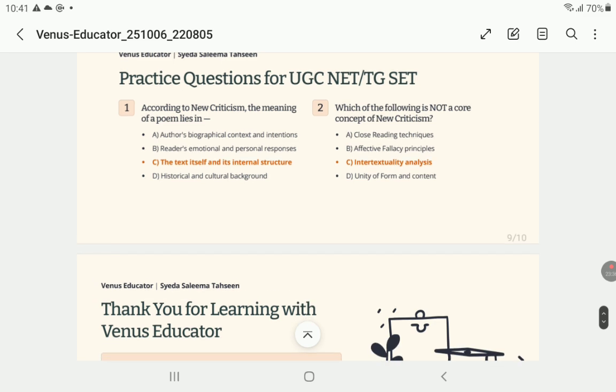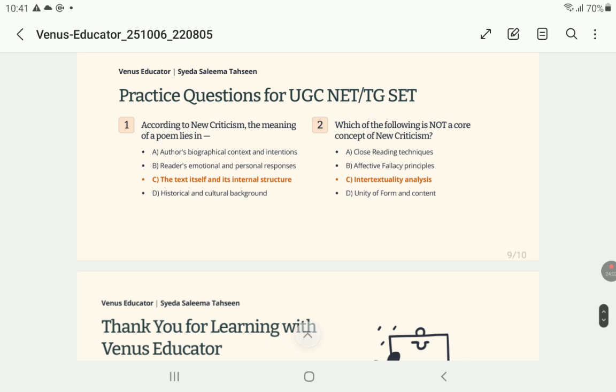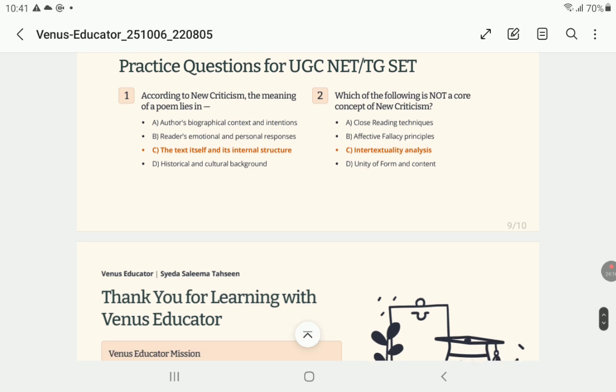So first question in front of us: according to New Criticism, the meaning of a poem lies in A. Author's biographical context and intentions, B. Reader's emotional and personal responses, C. The text itself and its internal structure, D. Historical and cultural background. Next question we have: which of the following is not a core concept of New Criticism? A. Close reading techniques, B. Affective fallacy principles, C. Intertextuality analysis, D. Unity of form and content.